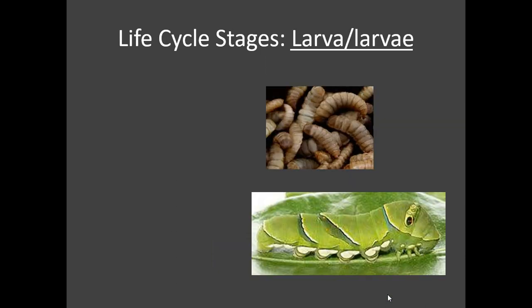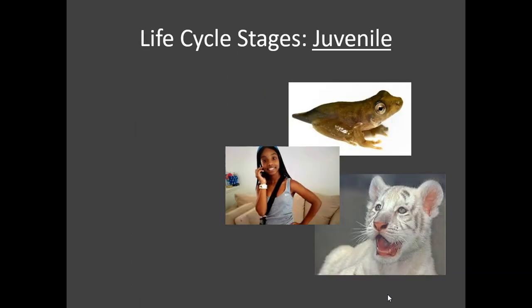The second stage is going to be larvae. Larva is a worm-like organism. It occurs in insects. So larva is going to be that it will only occur in the insects. They come from the egg.